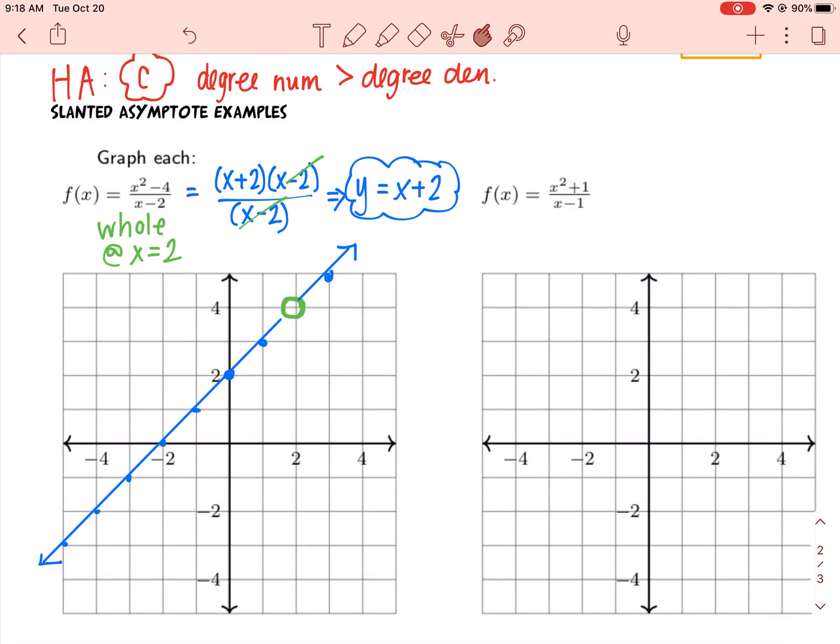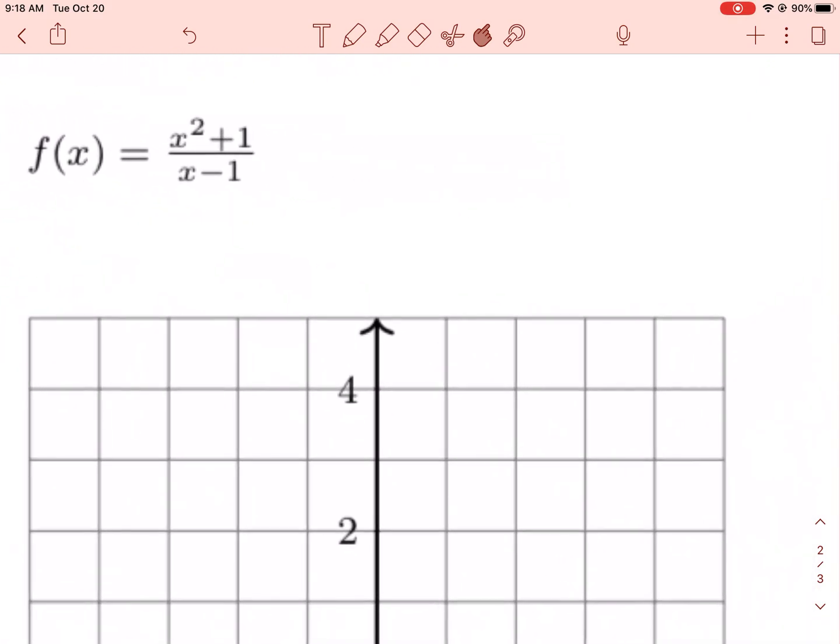So that is your slant asymptote. That's actually the only curve that it's going to fit on. And I actually wouldn't call that a slant. I would call that just a linear line. Let's go to this next one. Let's follow the same steps. Factor the top and bottom. Oh, actually you can't, right? We don't have a difference of perfect squares. So I actually can't simplify this at all.